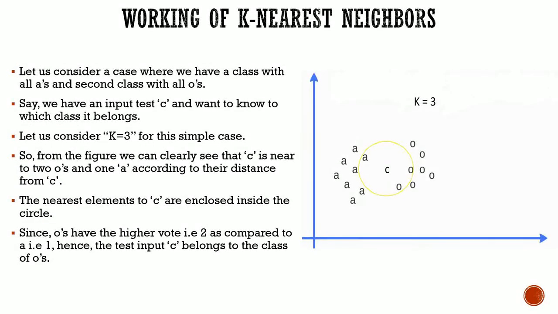Let's see the working of the KNN. Initially, let us say that we have two classes of data, one is class A and one is the class consisting of O's. Let us consider that k is 3.